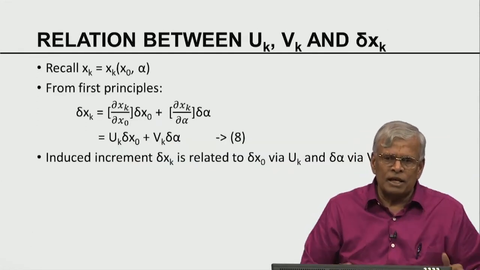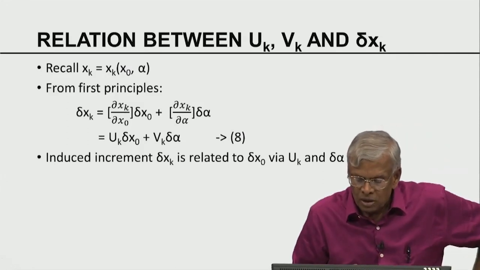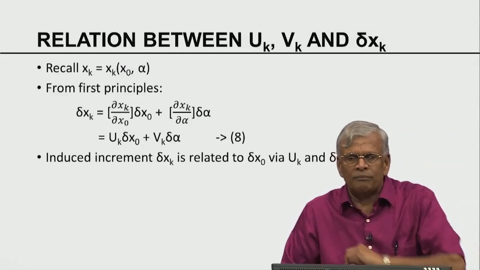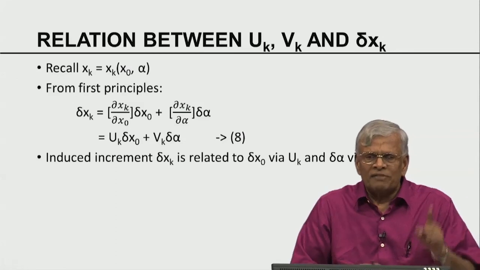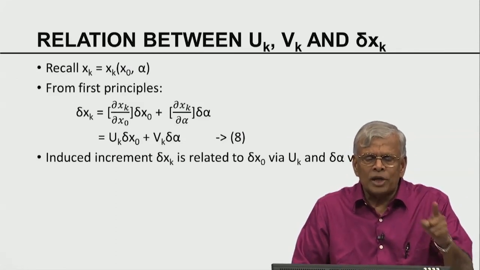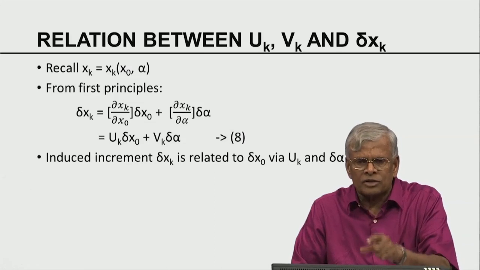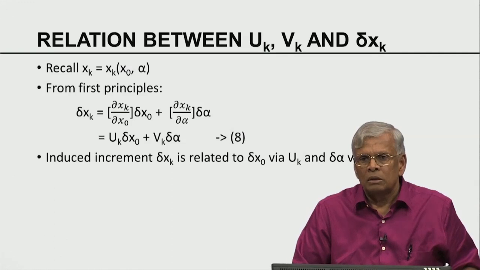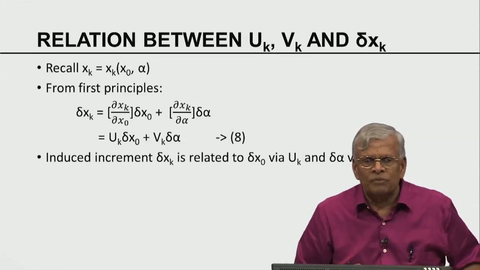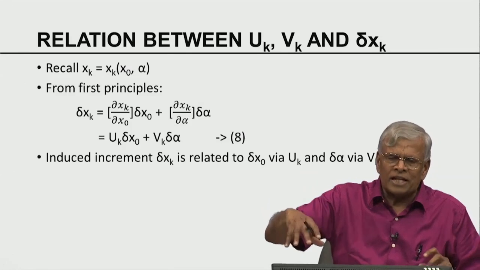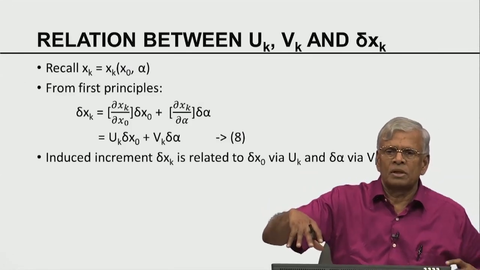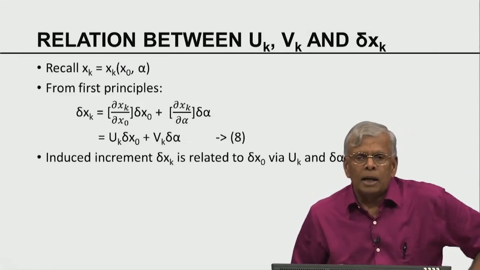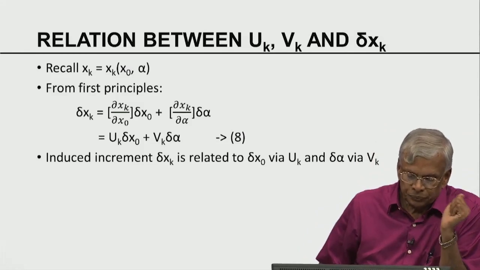So, having defined the concept of forward sensitivities, now I would like to use Uk and Vk to be able to characterize xk. Please remember, why are we interested in that? We have already said the way to correct the forecast error is to determine delta xk as a solution of a linear least square weighted version of the problem. So, that is set aside. Now, we have to relate delta xk to delta x naught and delta alpha. This is where the role of Uk and Vk comes into being.